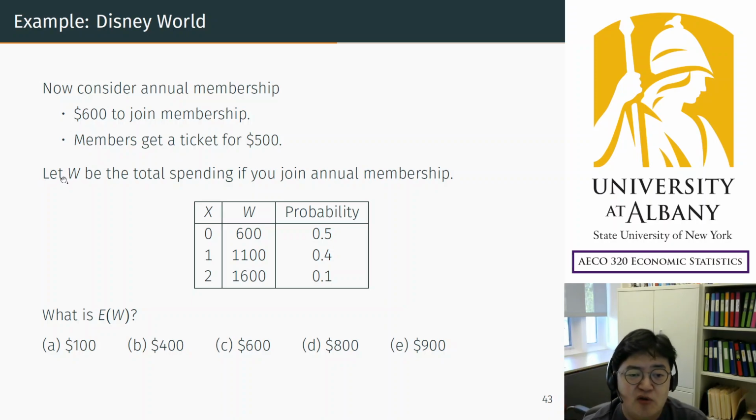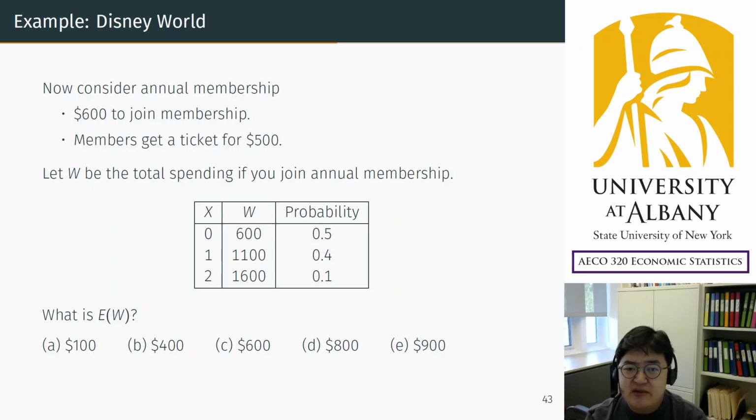So now I will think about whether this membership is worth it. That's another interesting question. I will define random variable W as the total spending if you decide to join the annual membership. If you decide to pay the annual fee right now, what would be your expected spending? Economically, the idea is similar.